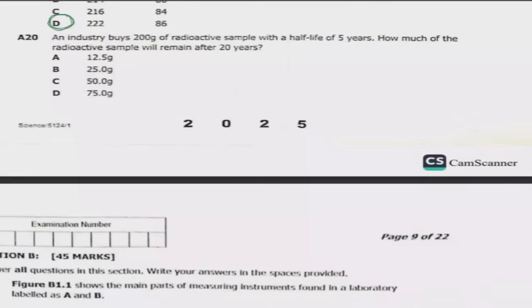Okay, what we need to understand is the formula. The formula to find the remaining sample is: the sample that remains, denoted by N, over the initial sample, denoted by N naught, is equal to one half raised to the power n, where n is the quotient of time divided by half-life.